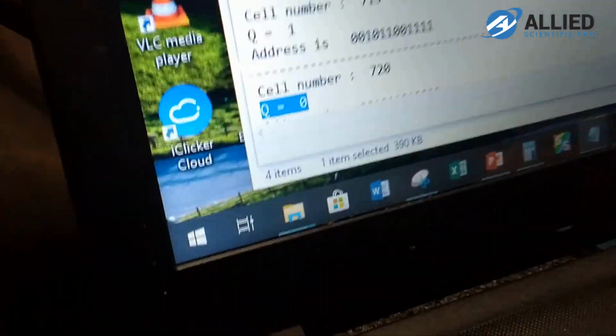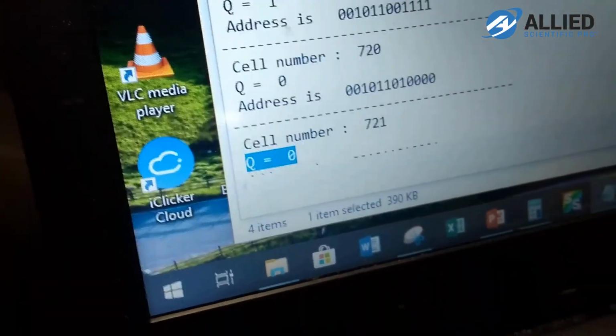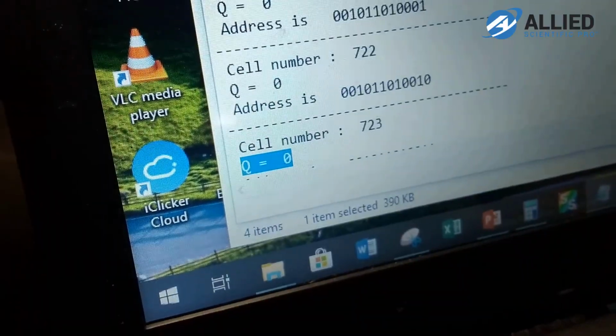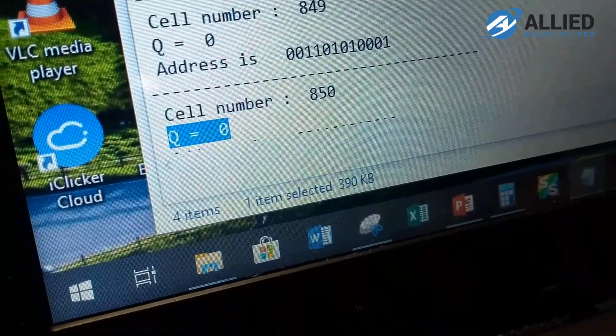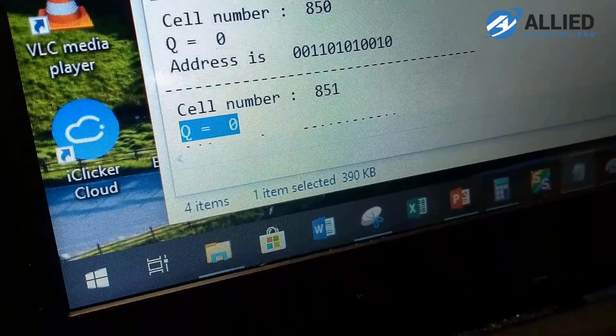At cell 720, there's been an upset. And then 721, 722, 723. And then the next one, 848, 849, 850, 851. And that was the last one. So we saw that a total of 8 cells of the SRAM have flipped from 1 to 0 when we shone the laser on it.